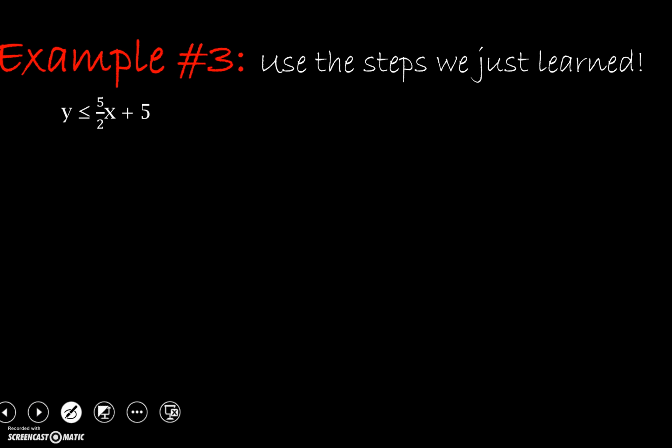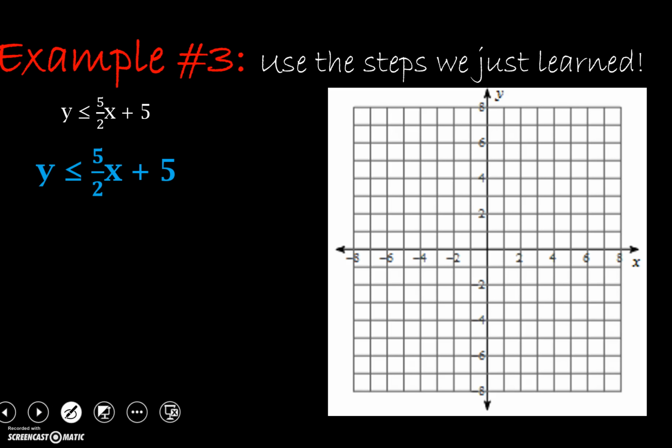Let's take a look at another example. We have 2 more left to go. We have y is less than or equal to 5 halves x plus 5. It's already in slope-intercept form, so we can go ahead and start graphing it. Once again, negative 8 to positive 8 on the x and y axis. If at any time you need a moment to graph that, hit pause. So now we're going to start with our y-intercept, which is at positive 5.